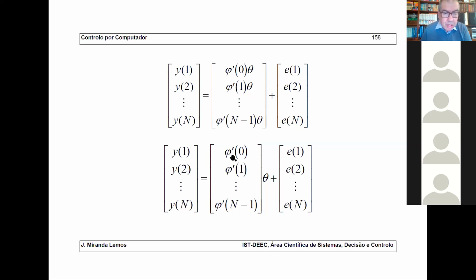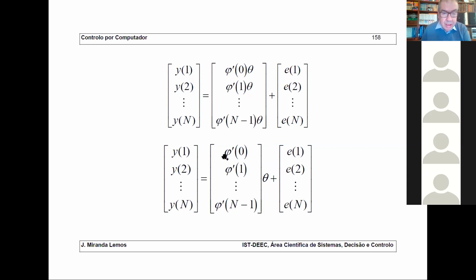Okay, so look at the second set of formulas. How do you do this product of this matrix? This is a matrix. Each line of the matrix is one of the phi transpose at 0, at 1, and so on. So you multiply the first line by the first column. And here you just have one column.